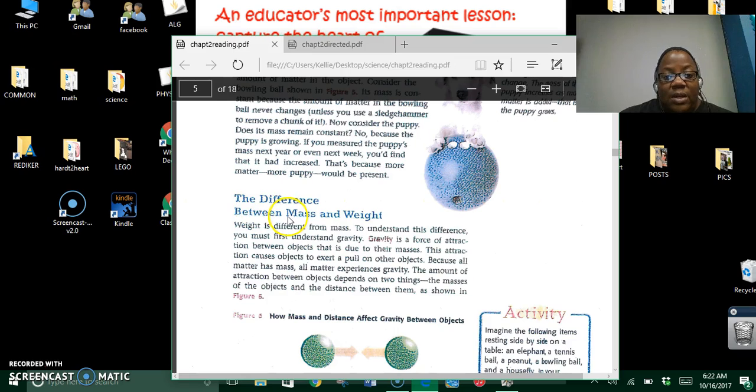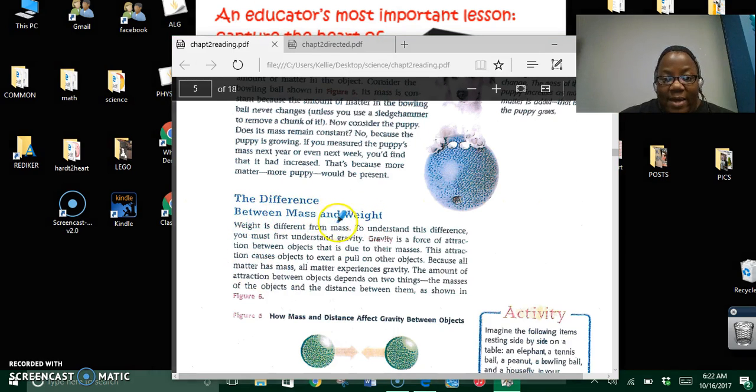The difference between mass and weight. All right, weight is different from mass. To understand the difference, you must first understand gravity. Gravity is a force of attraction between objects that is due to their masses. The attraction causes objects to exert a pull on other objects. Because all matter has mass, all matter experiences gravity. The amount of attraction between objects depends on two things: the masses of the objects and the distance between them, as shown in figure 5.